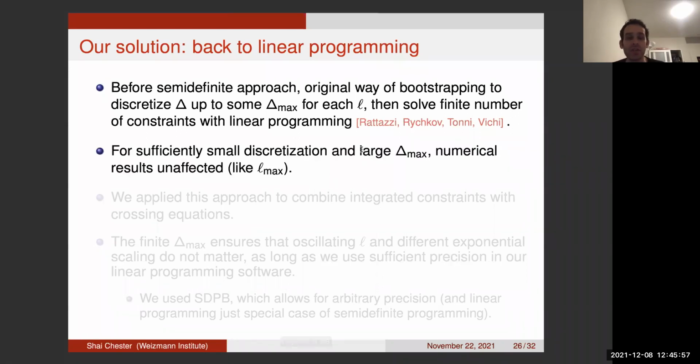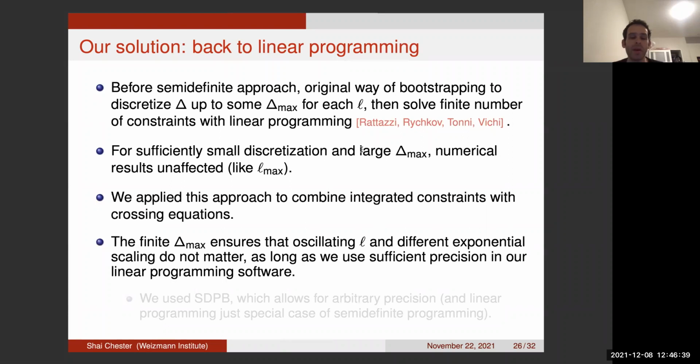And this works because for sufficiently small discretization and large enough delta max, the numerical results are unaffected. The same way that as long as your Lmax is big enough, you get monotonically improving bounds, so too, if your discretization is small enough and if your delta max is big enough, you also get monotonically improving bounds in terms of Nmax. And so from this linear programming approach, there's just no issue with the exponential scaling because you've put in a delta max. You're not in principle looking at delta all the way up to infinity, you're always looking at delta up to some cutoff. And so that means in terms of that cutoff, as long as you use enough precision, your optimization program will be aware of all your constraints and they will all be taken into account.